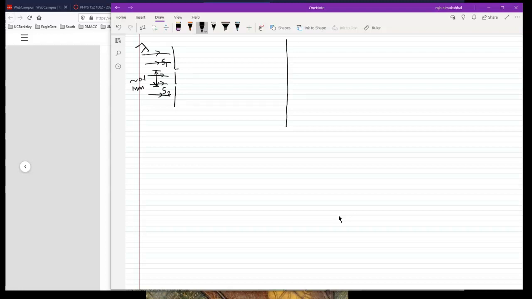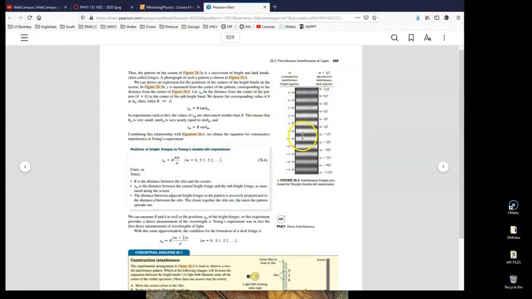Then when you look at the screen in the dark, you'll see the picture I just showed you. You'll see bright and dark fringes like that. You see that? That's what you would see. The dark fringes here mean there is no interference, in other words, of those two light beams going through the slits.